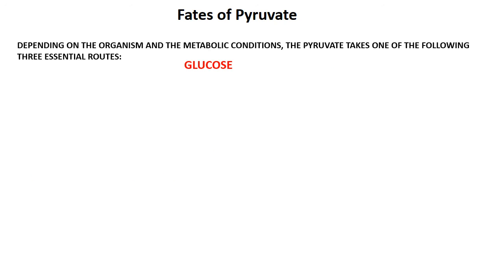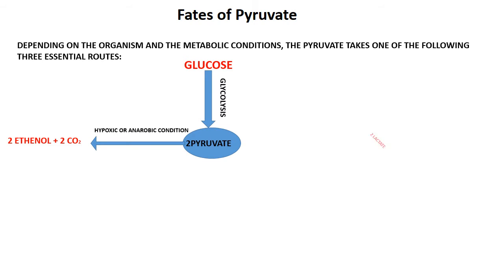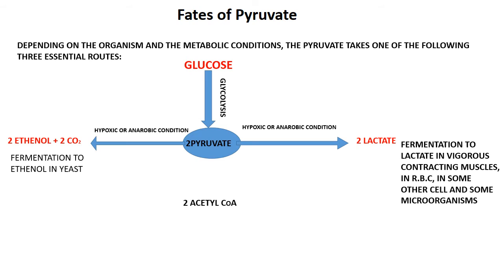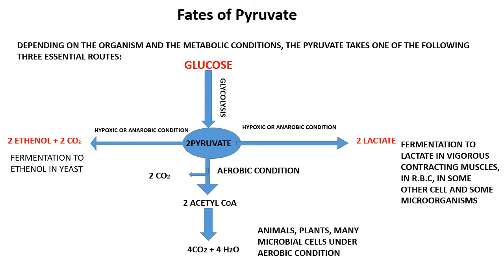As we already studied, pyruvate, which is the product of glycolysis, has three alternate choices. It can enter alcoholic fermentation or lactic acid fermentation under anaerobic condition. In case there is enough oxygen, when there is an aerobic condition, this pyruvate is converted to acetyl-CoA, which gets entered into the citric acid cycle and produces energy and carbon dioxide. Today's video we have to focus on the Krebs cycle.